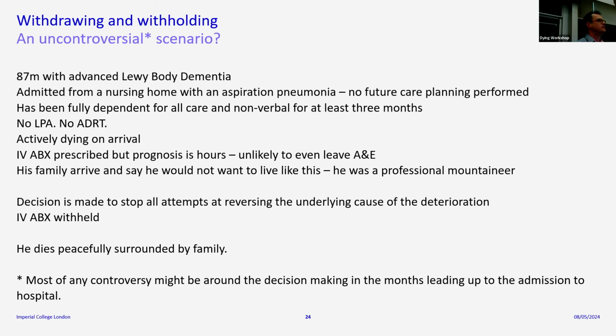These are things that often feed into people's factoring of appropriateness of care. There's no lasting power of attorney. There's no advance decision to refuse treatment. You've got no idea what this man's wishes might be, but he's clearly actively dying on arrival. As I often say in referrals to the teams, are they dying or are they dying? Which sums up some of the problem. It's like, do I need to come right now, or are they dying in days to weeks and I can come this afternoon?